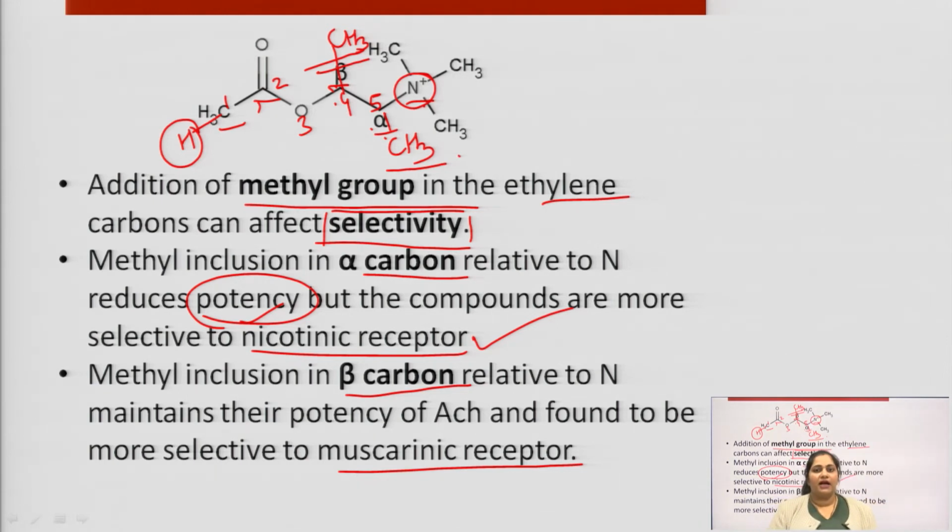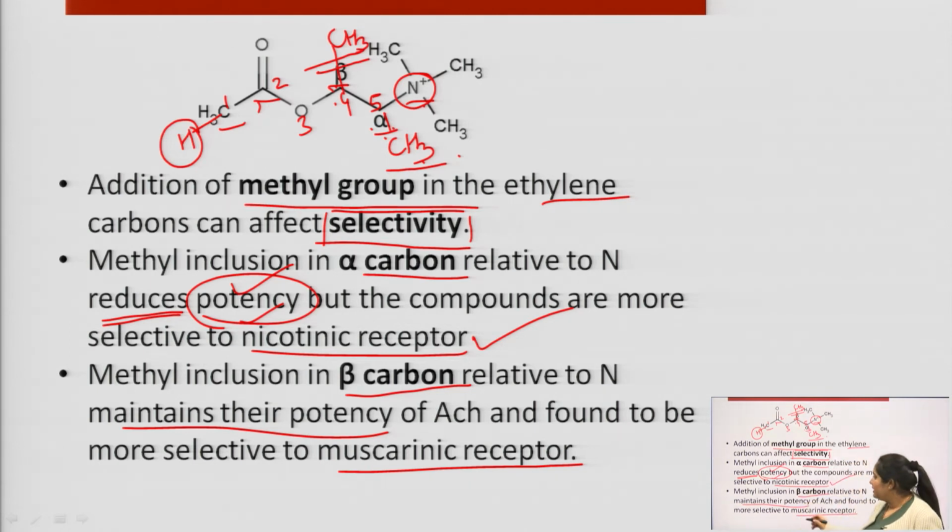Further, when the methyl group is introduced at the beta carbon, relative to the nitrogen, one more thing to note down is that it reduces the potency when the methyl group is introduced at the alpha carbon, but the activity remains the same. The potency is maintained when methyl inclusion is done at the beta carbon of acetylcholine, and that will be more selective towards the muscarinic receptor.